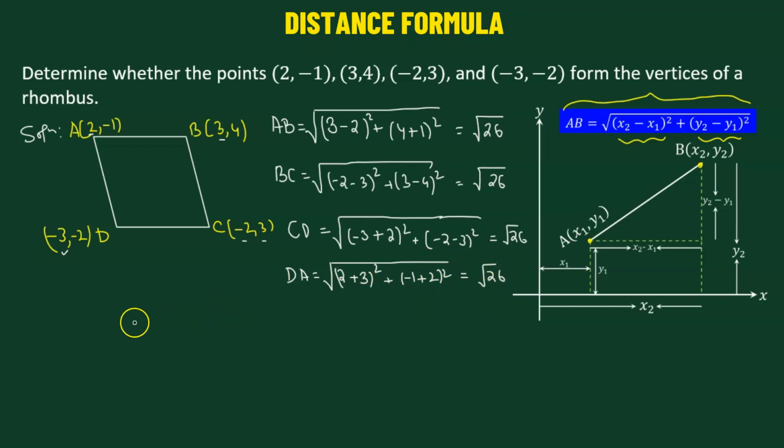Now clearly we see that the length of AB equals the length of BC equals the length of CD equals DA. This implies that the points A, B, C, D are the vertices of a rhombus. So that means ABCD is a rhombus, hence proved.